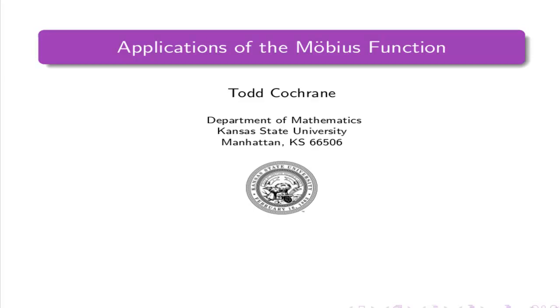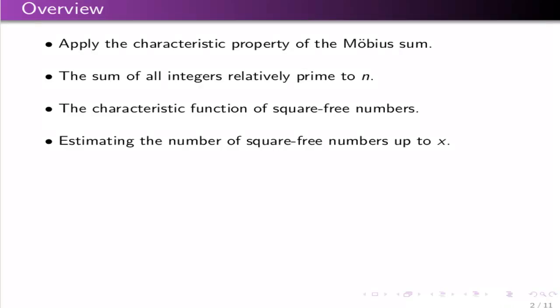Okay, let's look at some applications of the Mobius function. We'll just do a couple examples. First, we're going to sum all of the integers relatively prime to a given number n. And then we'll look at the characteristic function of square-free numbers and estimate how many square-free numbers there are up to a given value x.